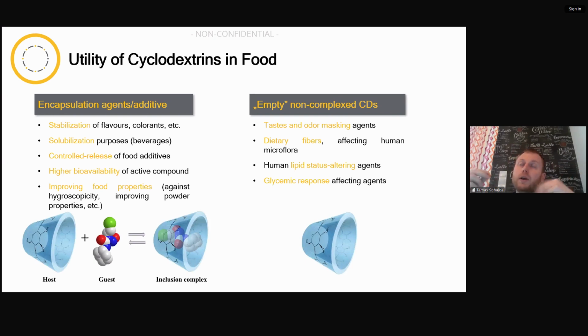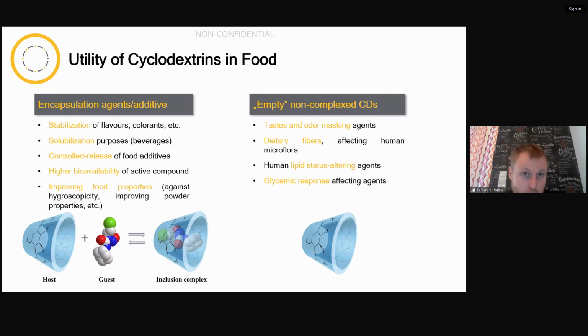So you can easily imagine that if you swallow an empty cyclodextrin, it will look for something that it can incorporate in a complex within your body, and that will typically be a fat molecule. So it could be a fatty acid or cholesterol or something like that.